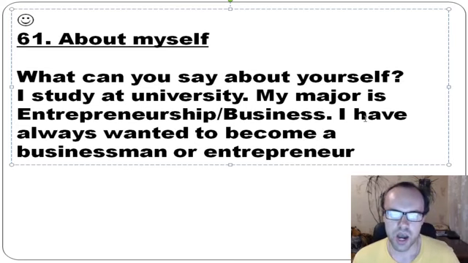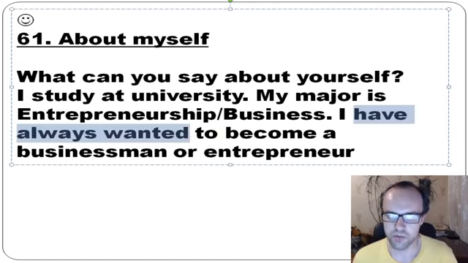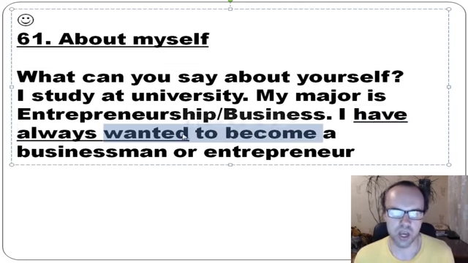Entrepreneurship or business. I have always wanted to become a businessman or entrepreneur. So, what can you say about yourself? My major or my specialization is entrepreneurship or business. I have always wanted. So it's present perfect. There is a connection with the present and we use I have always wanted to become. It's a very common phrase. I have always wanted to do it. So I wanted it in the past and I still want to do it. I have always wanted to become a businessman or entrepreneur.